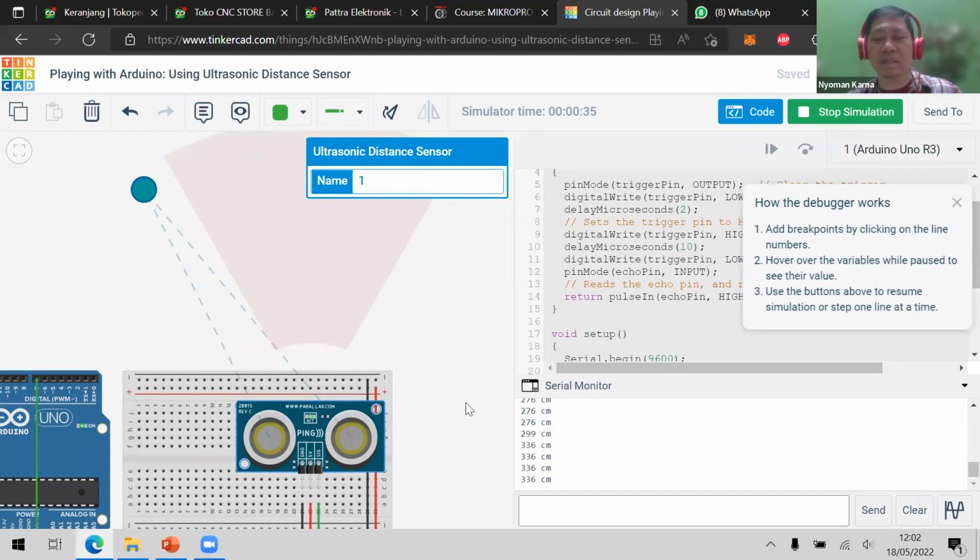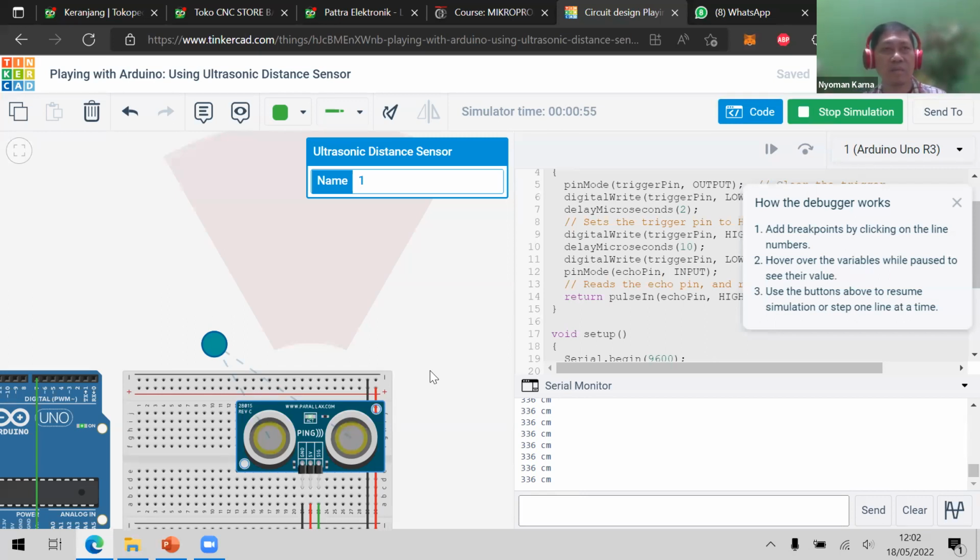But the last time the object was measured by the ultrasonic distance sensor it was 336 centimeters. How about now? 24 centimeters, 26. How about now? 336 centimeters. So it's out of range.